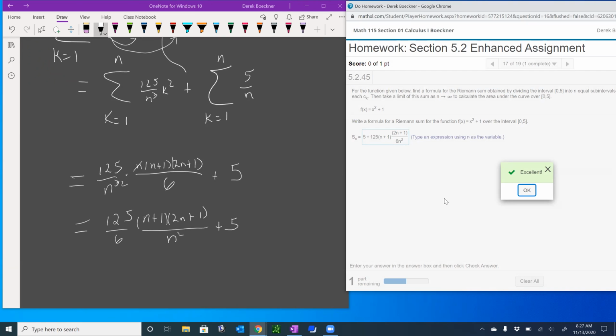Questions on that one? Yeah. How did the 5 over n turn into a 5? You have n copies of this that you're adding? Yeah. So n copies of 5 over n is 5.